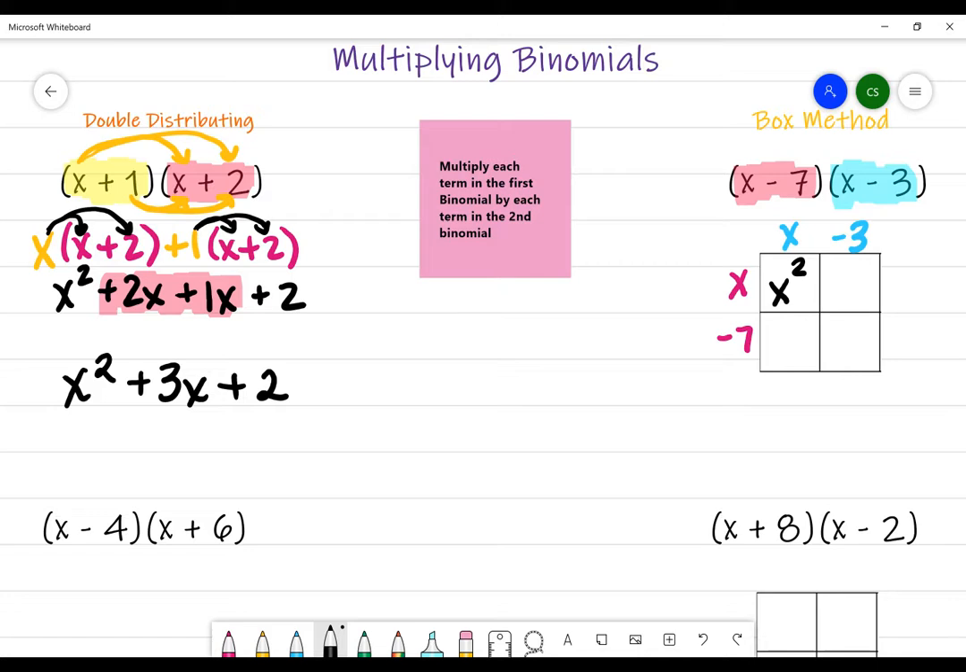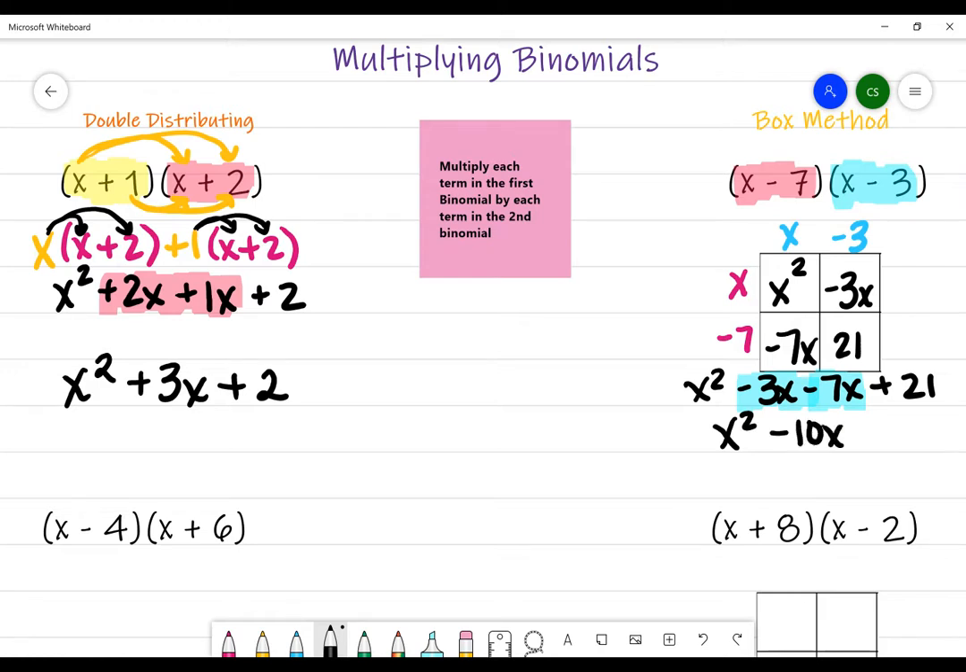-3 times x, -7 times x, and -7 times -3. Then I just kind of write them all out so I can see them. x squared minus 3x minus 7x plus 21. And I see if I have any like terms. And I do. Same variable, same exponent. That means I can combine the coefficients. So -3 minus 7 is -10. And everything else comes down.